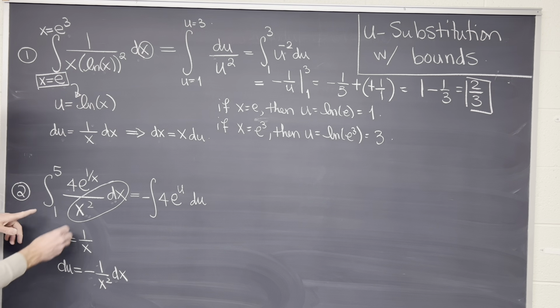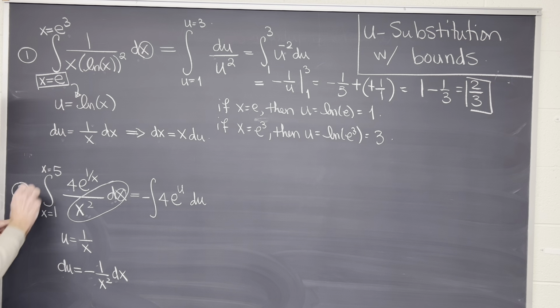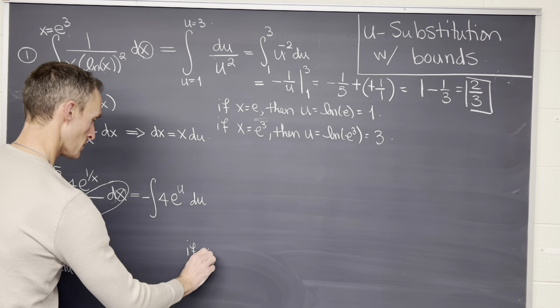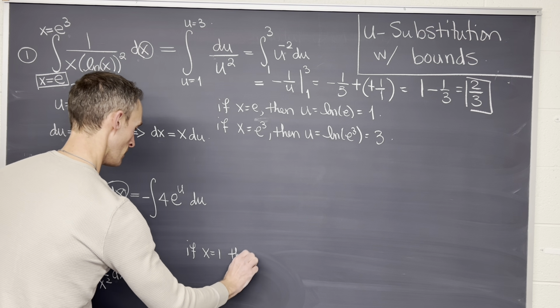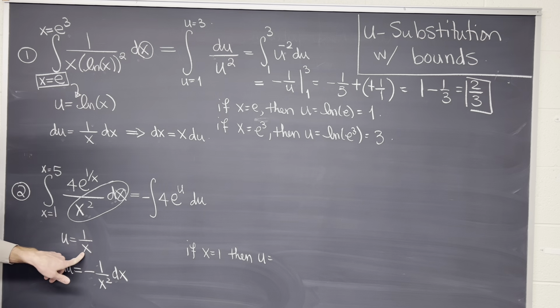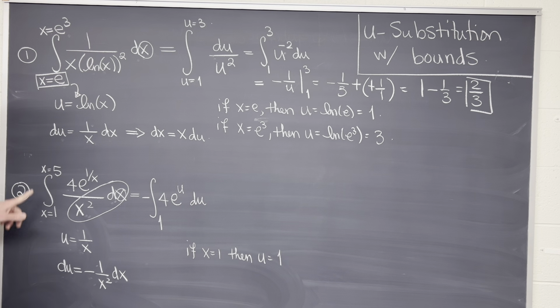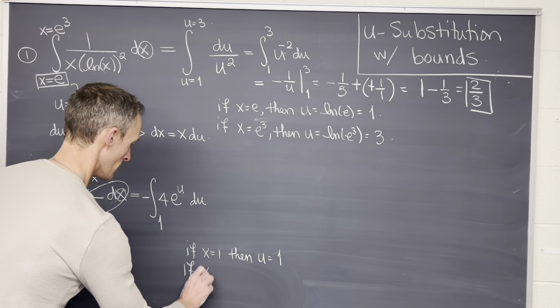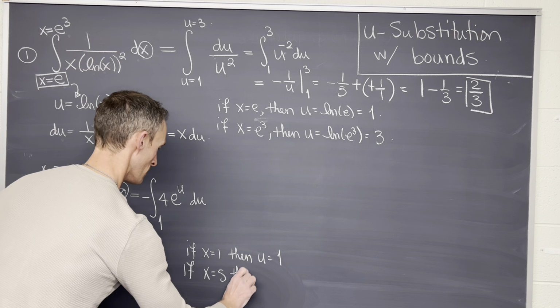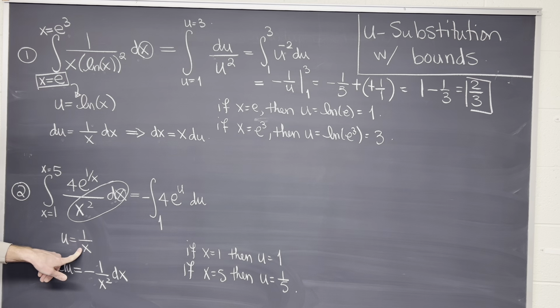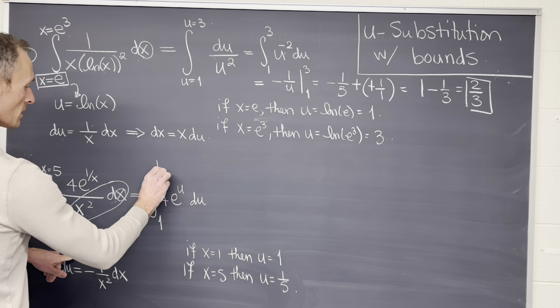Now what happens with my bounds? Now again, these are the bounds for x. So if I set x equal to 1 and x equal to 5, then I could do the same thing I did over here. If x equals 1, then u is equal to what? Well, I just substitute in for my formula, okay? So if x is 1, I get 1 over 1, that's 1. So that's going to be my lower bound there. If x is equal to 5, then u is equal to 1 over 5, because that's what my formula is for u, okay? So this will be 1/5.